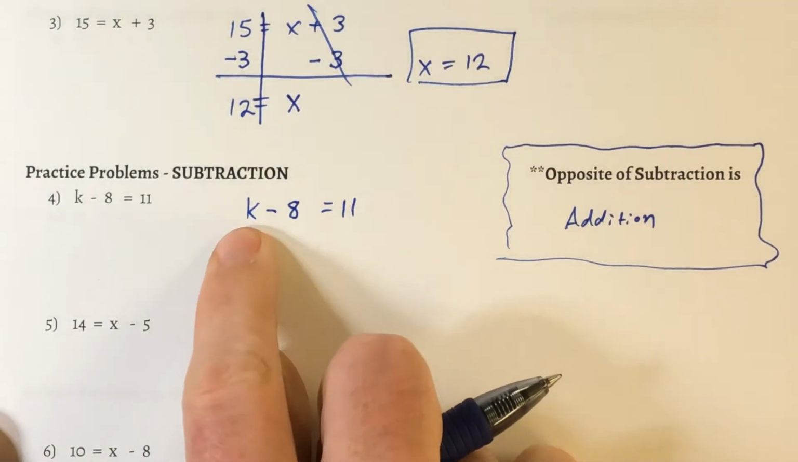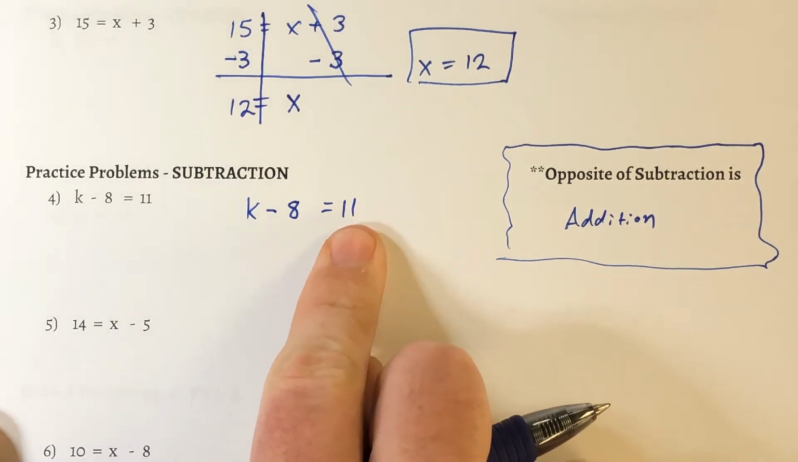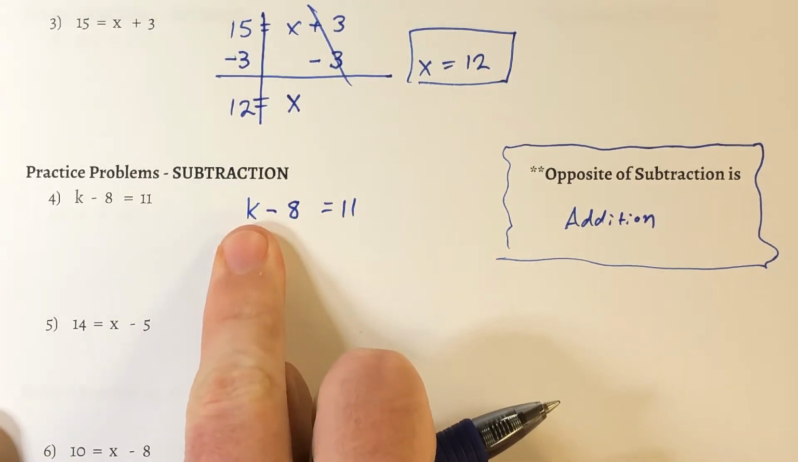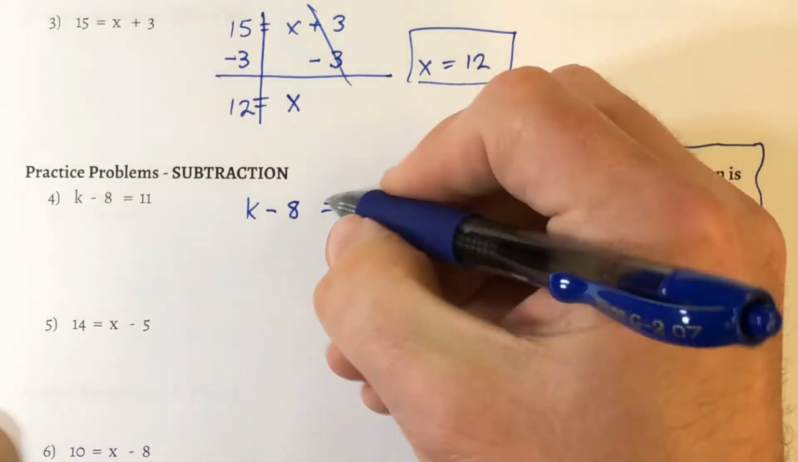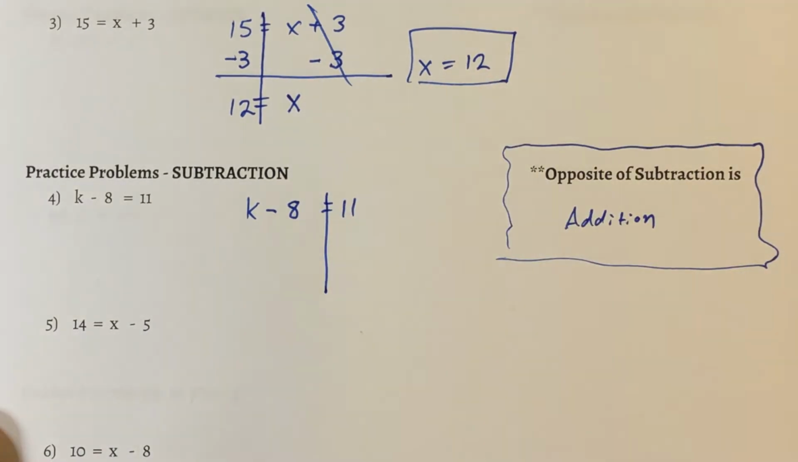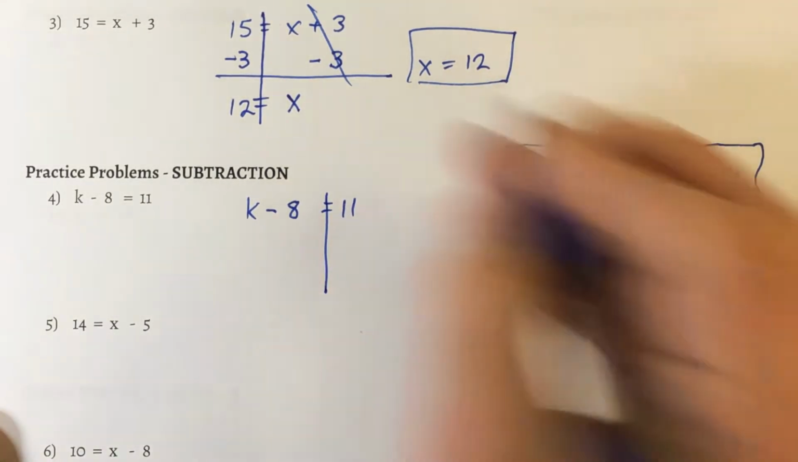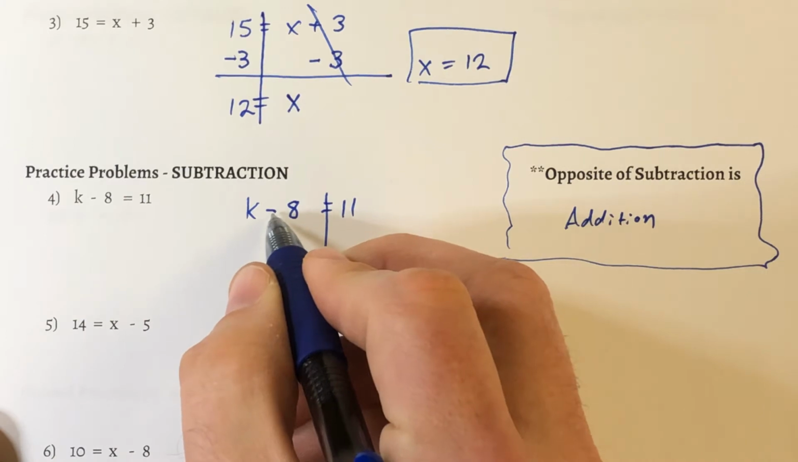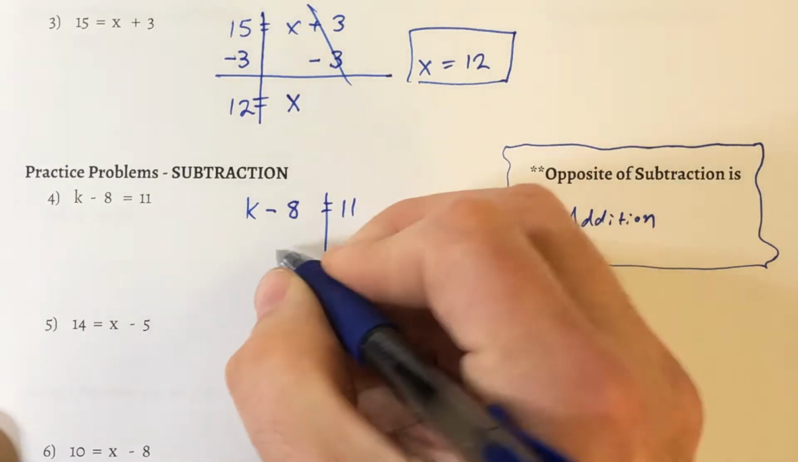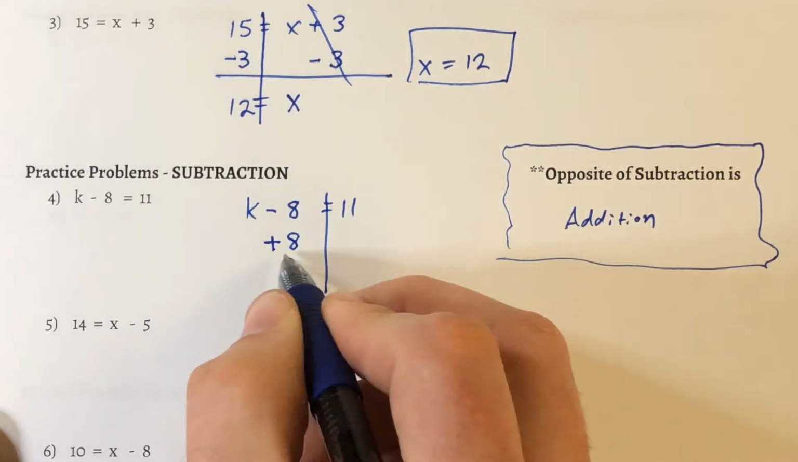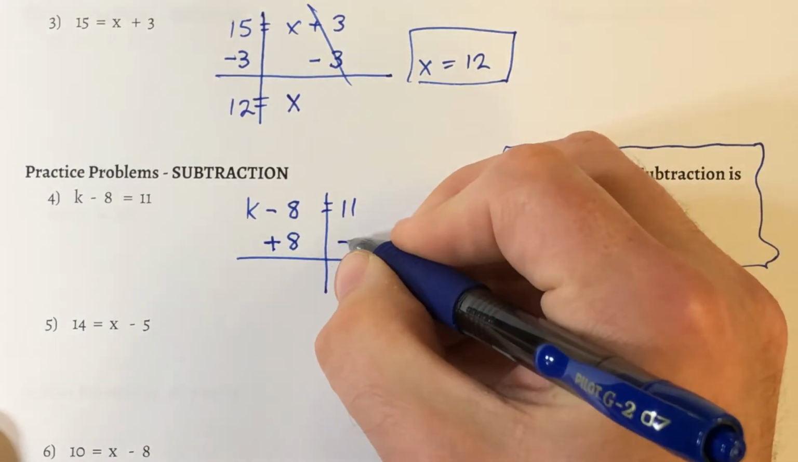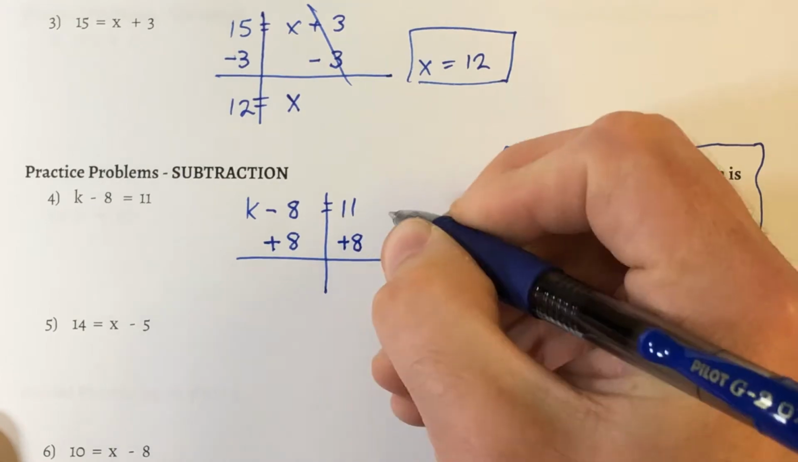So this is saying something, take away 8, is going to be 11. What is our goal? Our goal is to get the variable all by itself. So what needs to go away? The minus 8. So let's split our equation in the middle, down the equal sign. All right, again, what's the opposite of subtracting 8? Adding 8. And if I do that, they're going to disappear. What you do to one side, you must do to the other.